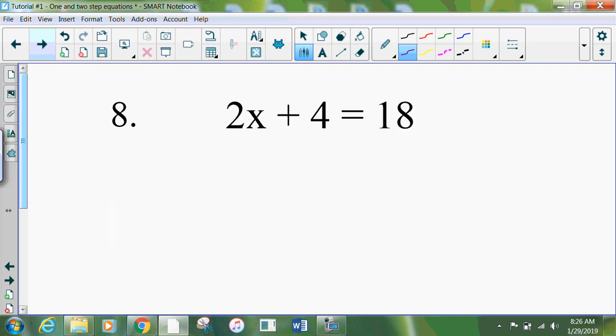All right, so now we're going to do the same thing where we're looking for what do we need to do, what do we need to get rid of to get x by itself. There are 2 things here, right? Can you see that I've got the 2 to get rid of? And I've got the 4 to get rid of.